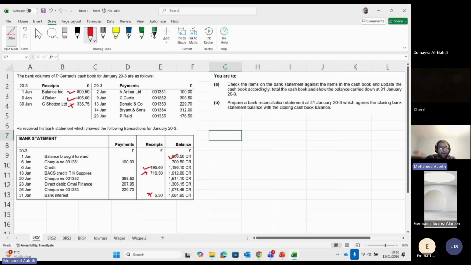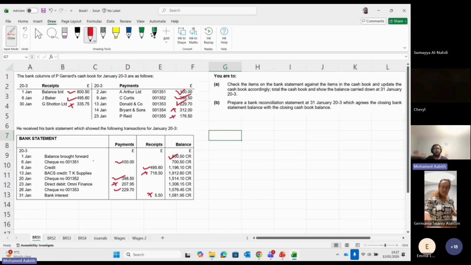Let's look at the cheques now, on the payment side. 1351 for £100, the cheque is there, and that one is ticked. Curtis, it's there. 398.50, 398.50. 229.70, it's there. P Bryant, 1354, it is not there, so we're going to put a cross next to it. And P Reed also, it's not there, so we're putting a cross next to it. And then also there is a direct debit for Omni Finance, which is not there.